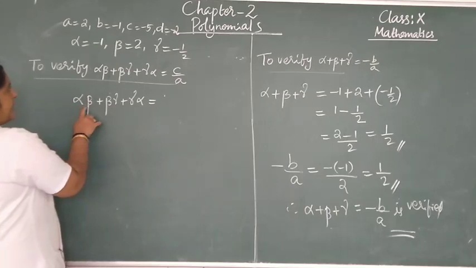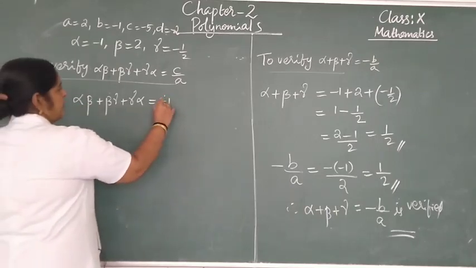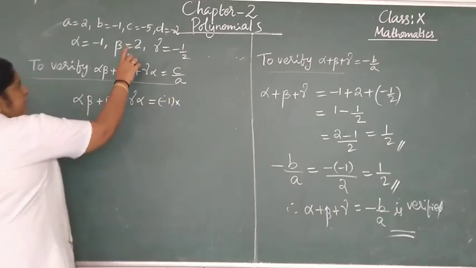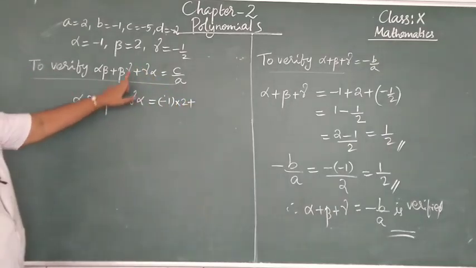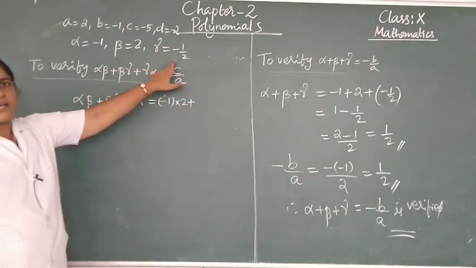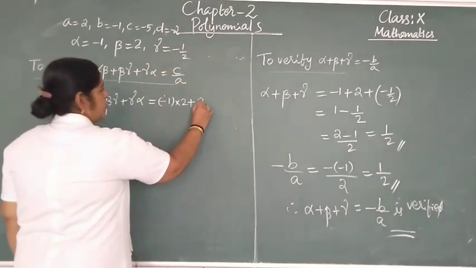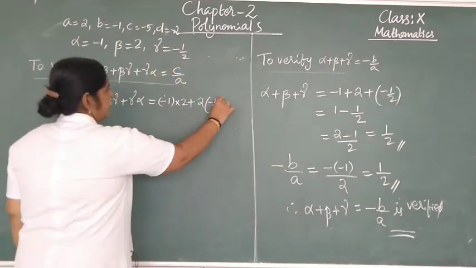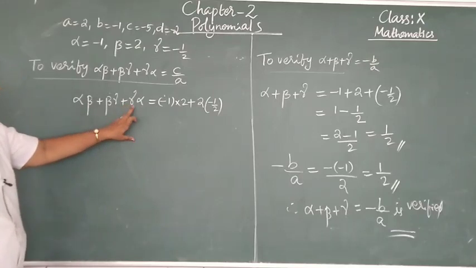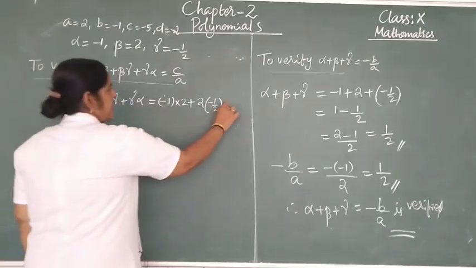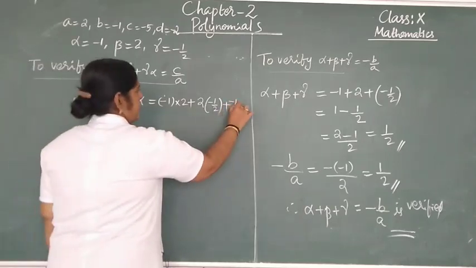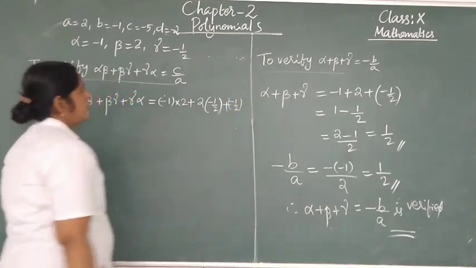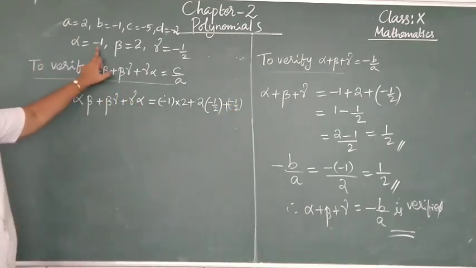Alpha beta means alpha into beta, that is -1 into beta is 2, plus beta gamma. Beta is 2 and gamma is -1/2. So 2 into -1/2. Then the third one is gamma alpha. What is gamma? Gamma is minus 1 by 2 into what is alpha, minus 1.